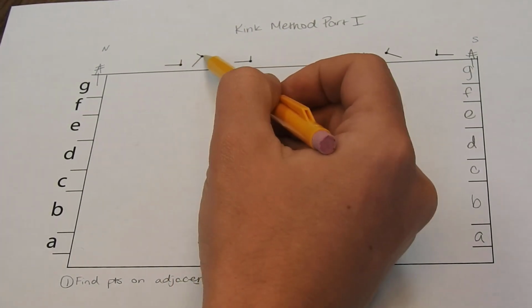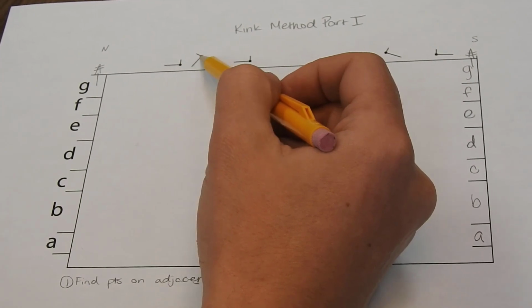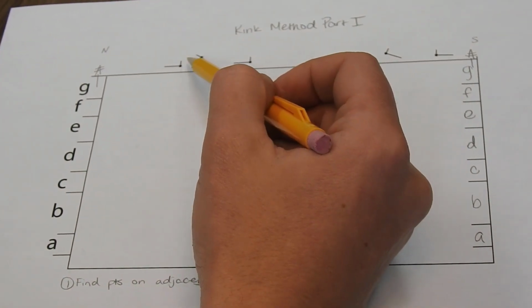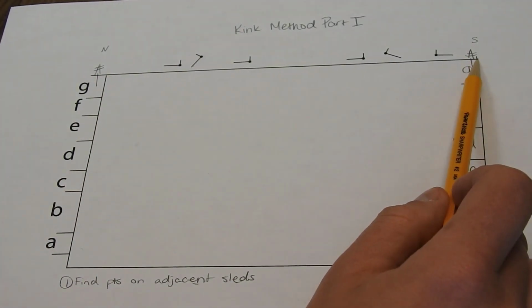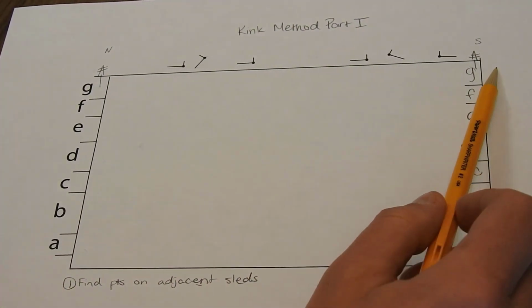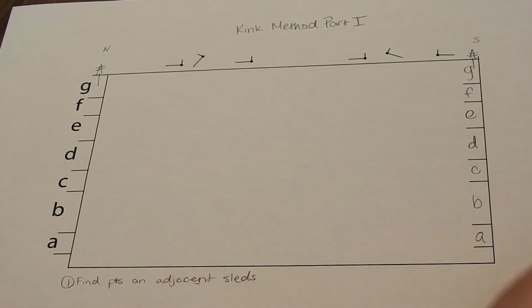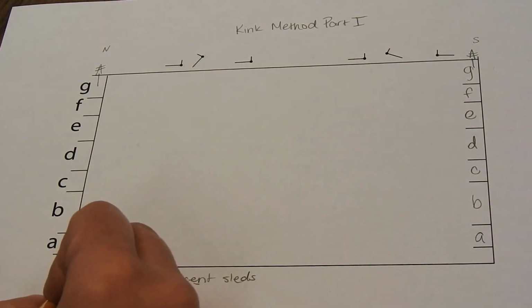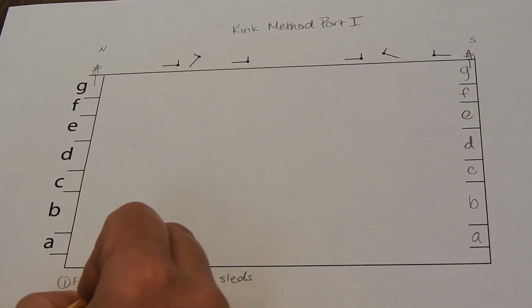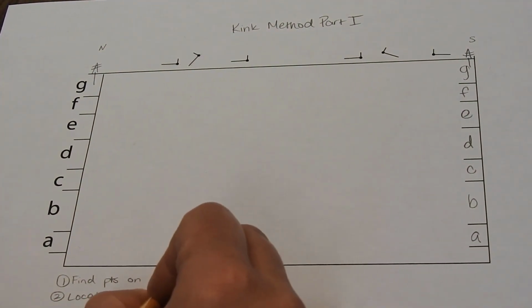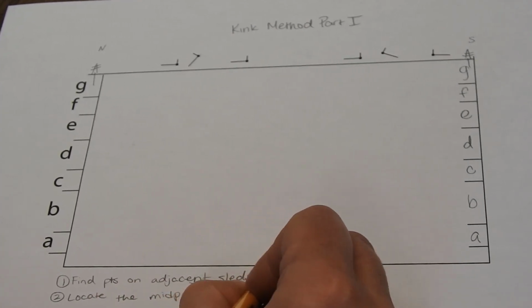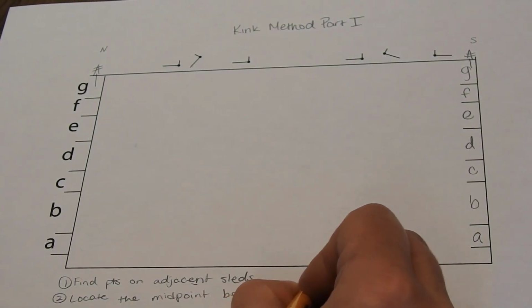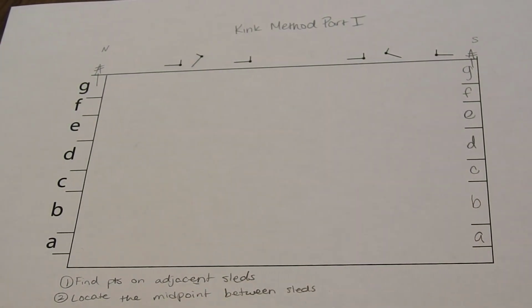So for example, for these two sleds, these are adjacent, so we locate those points. And here we're going to assume that there's no topography. We're just going to make this as simple as possible. So our topography is flat, really easy to walk. Then we're going to locate the midpoint between sleds. So we'll have the midpoint between the sleds.